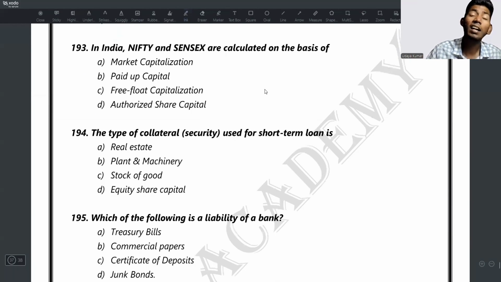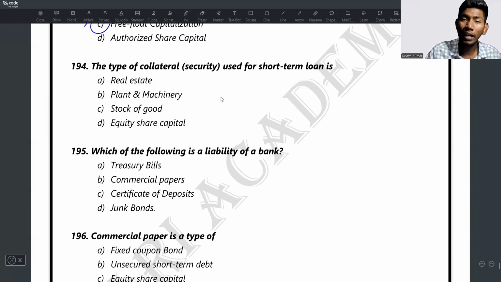Question 193. In India, Nifty and Sensex are calculated on the basis of what? Free float capitalization, not paid up capital or market capitalization or authorized share capital. Question 194. The type of collateral used for a short-term loan, collateral which is nothing but security. Okay. Stock of goods. So here for short-term loans, lenders often require collateral that can be quickly liquidated. So the stock of goods is quickly liquidated, right? Such as inventory or stock of goods rather than long-term assets like real estate or machinery. Okay, stock of goods is the right option.